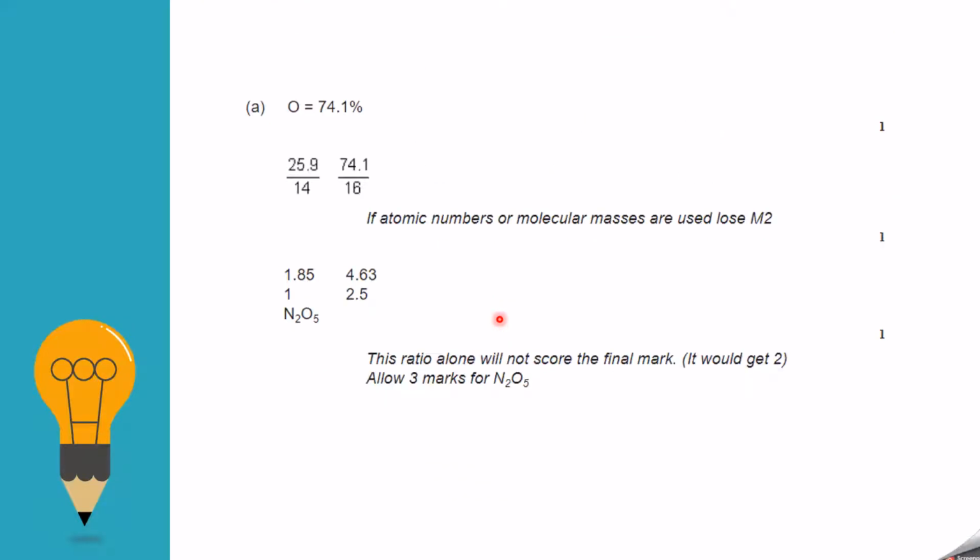Now for the second question, the answer was 74.1% for oxygen, and so you get 1 mark for that, and you get another mark for this ratio here, so N2O5. And do notice here that we haven't put NO2.5 because we don't really want any decimals, so smartly the person whoever did this noticed that 2.5 multiplied by 2 is 5, and so if we multiply both of these by 2 you would get N2O5, which is a nice round number.